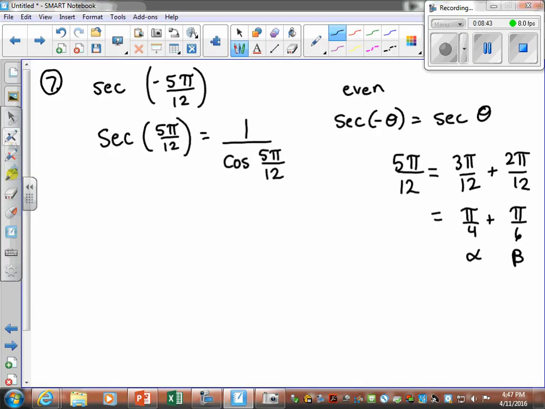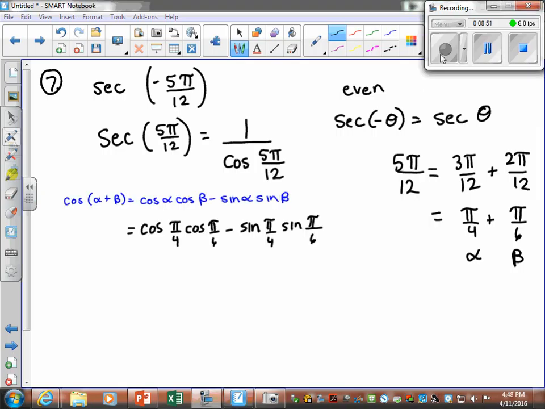Okay. The next thing we want to do is go pull our cosine formulas. So we pulled the cosine of alpha plus beta, since we have an alpha plus beta, and then I plugged in pi fourths for alpha and pi sixths for beta. Now let's calculate that. Cosine of pi fourths is just going to be, look at your unit circle, square root of 2 over 2. Cosine of pi sixths is square root of 3 over 2. Sine of pi fourths is square root of 2 over 2. And sine of pi sixths is going to be 1/2.